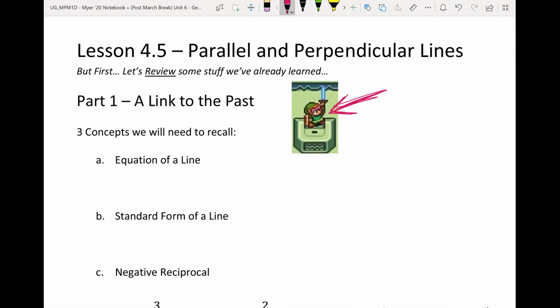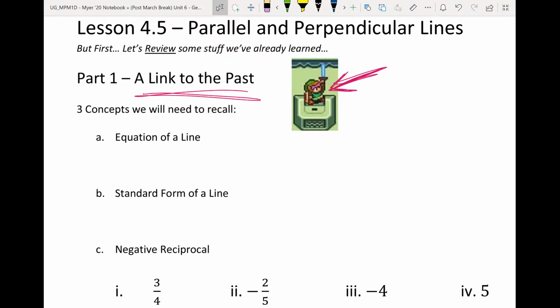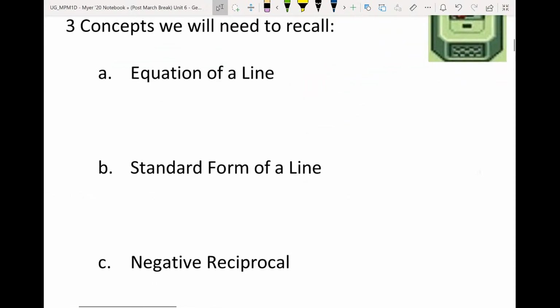Exactly. So this is my Link to the Past lesson. We're going over a few things here before we move on to the idea of parallel and perpendicular lines. We have to go over a few things that we already learned. So in this case, let's talk about the equation of a line. What's the standard equation of a line?